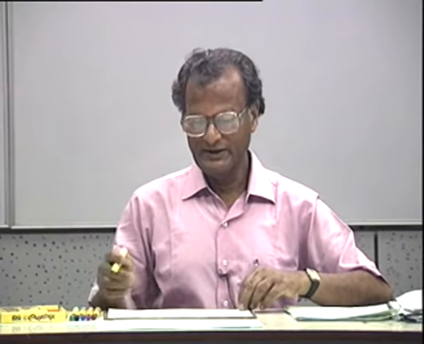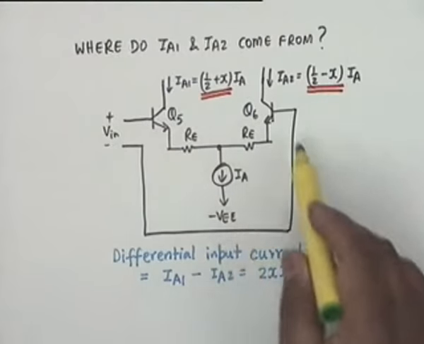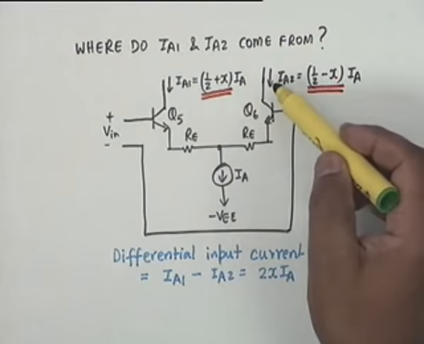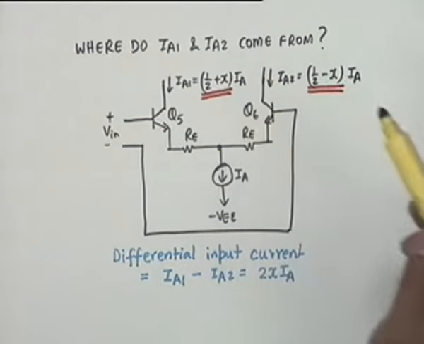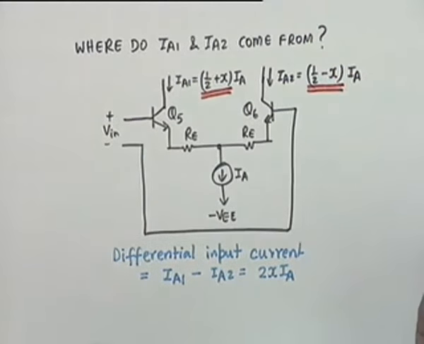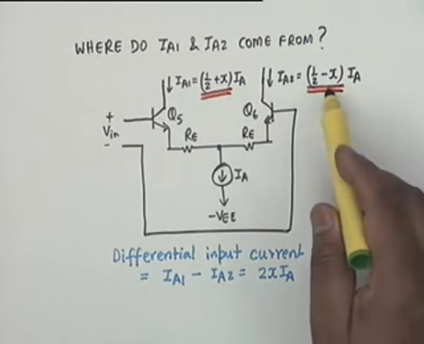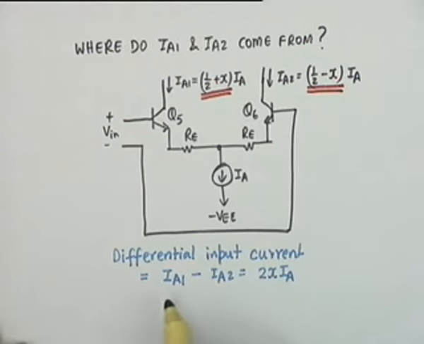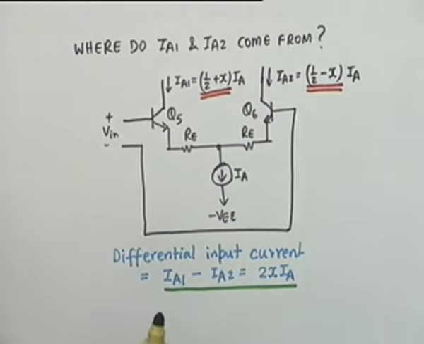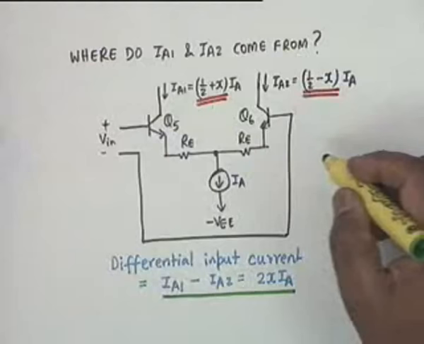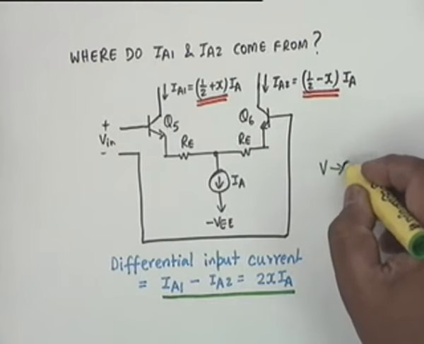Where do IA1 and IA2 come from? Well, as I had drawn this circuit, the circuit is the same except that these two currents are half plus XIA and half minus XIA. That is the correction. So in the second diagram that you drew yesterday, please do indicate these corrections. Then the differential input current is twice XIA. There should not be a DC component in the differential input current.